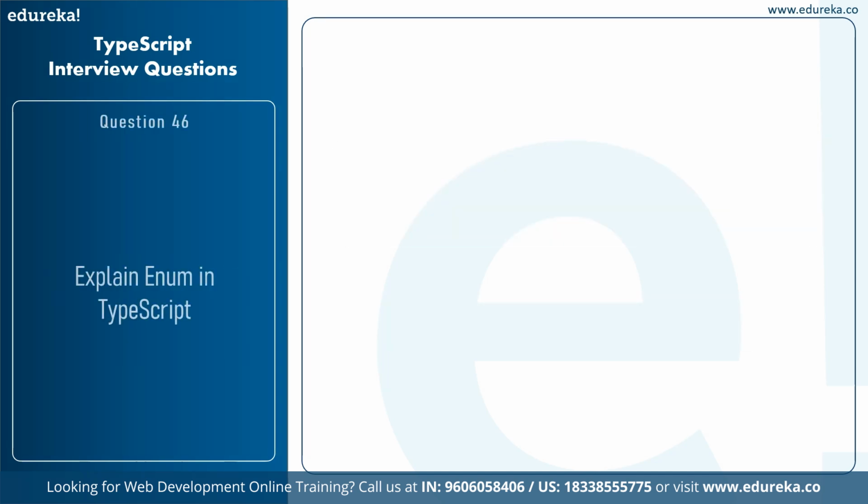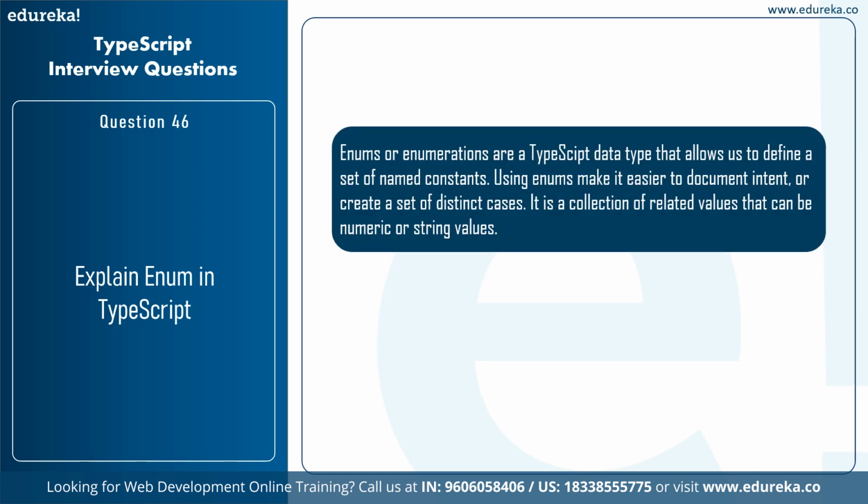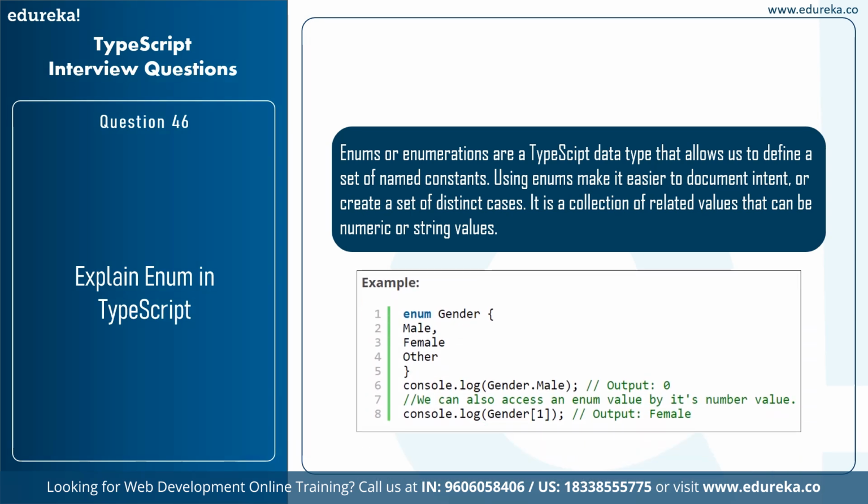Now moving on, explain the enum in TypeScript. Enums, or enumerations, are a TypeScript data type that allows us to define a set of named constants. Using enums makes it easier to document intent or create a set of distinct cases. It is basically a collection of related values that can be numeric or string values. Here is an example of the enum.